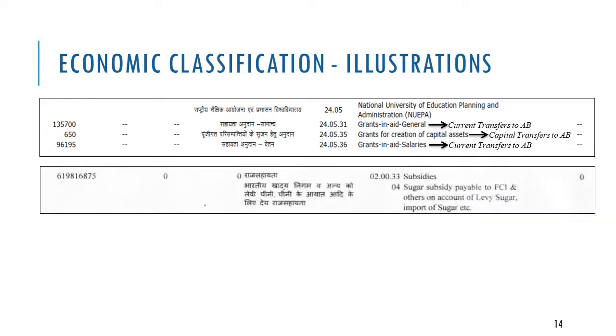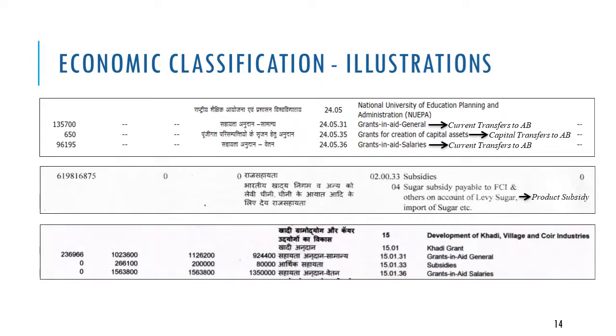In the next example, we have subsidy paid to levy sugar and import of sugar. Since this subsidy depends on the volume of sugar levied, it is treated as product subsidy, and the subsidy towards the development of khadi, village and coir industries is treated as production subsidy.